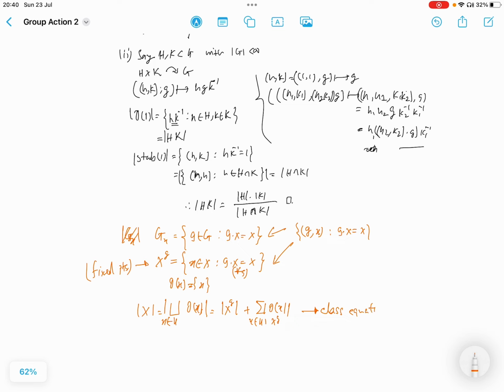In the next video, I will talk about the class equation in particular for a group, and then I will also prove results regarding the number of orbits that you get in an action with the help of these two sets, the fixed point set and the stabilizer. So that's it for this video, and I will see you in the next one.